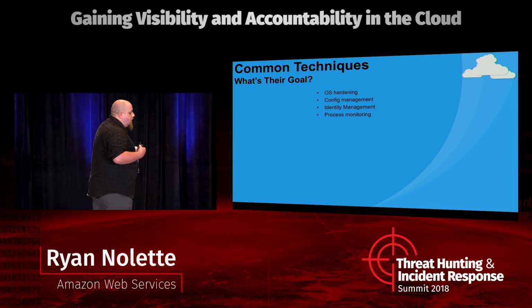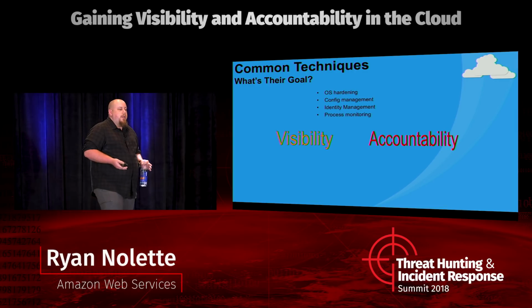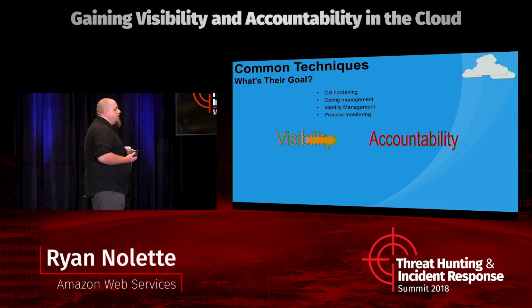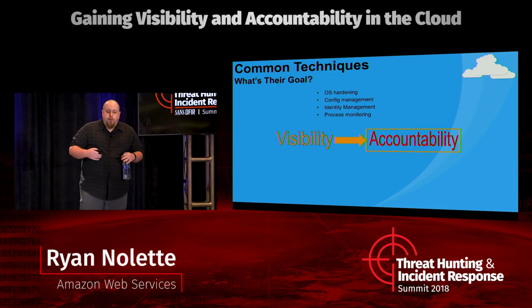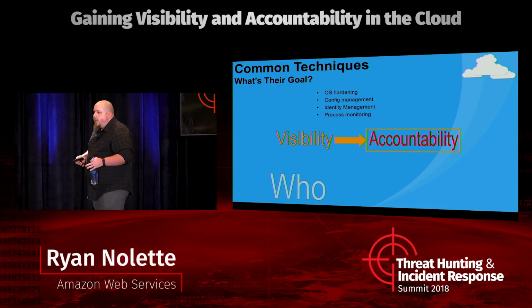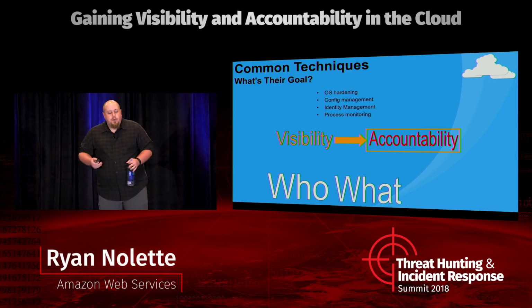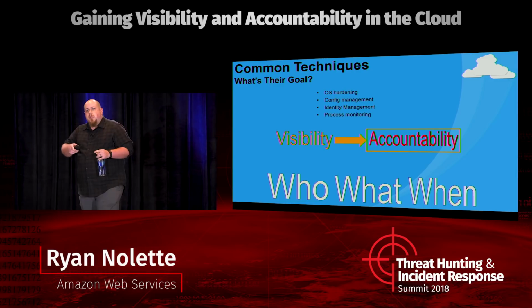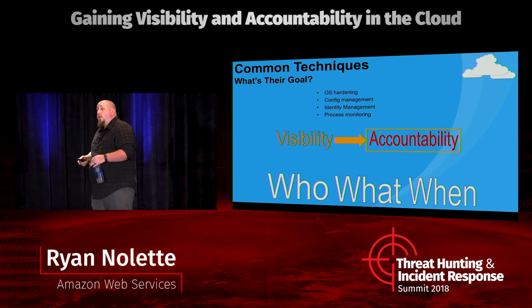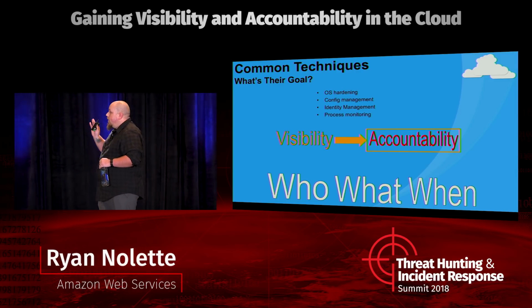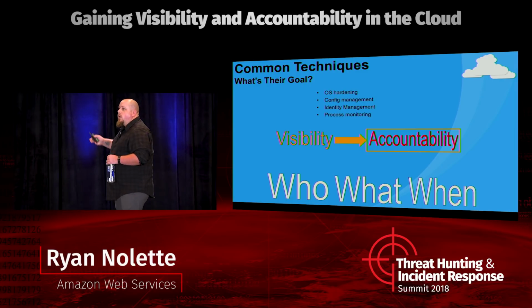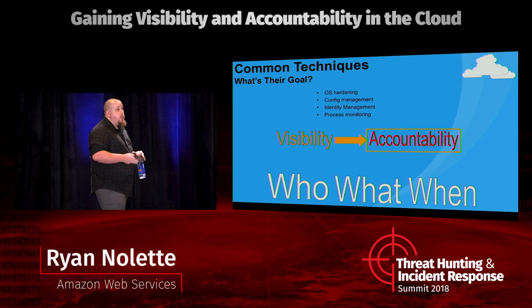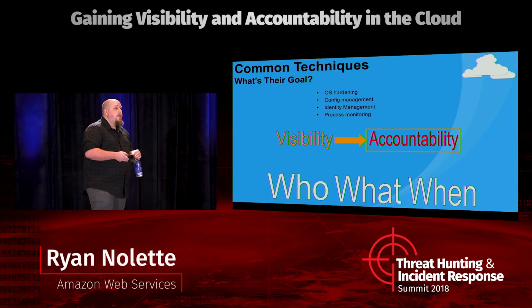So bucketing those back into the visibility and accountability buckets, what you're really trying to do is answer those three questions of who did what and when they did it, right? Because if you can answer any of those questions, you can circle through and answer the other two. That's where you really want to be. I want to be able to say, I know when this happened, now who did what? And until you're able to answer those questions, you haven't added enough visibility to have that accountability.